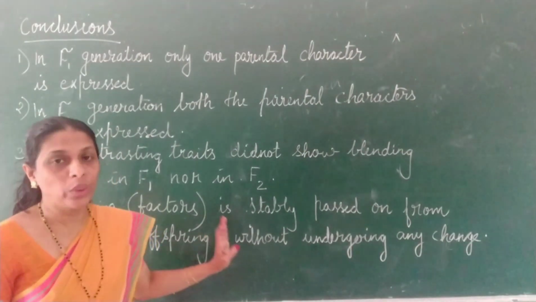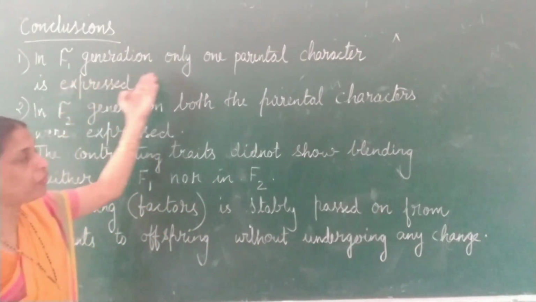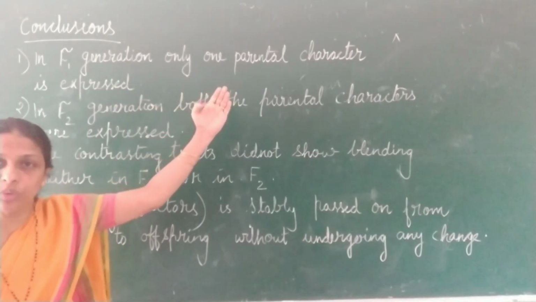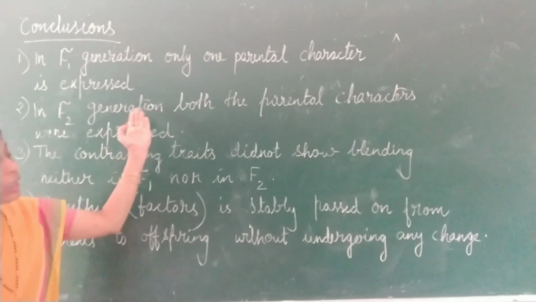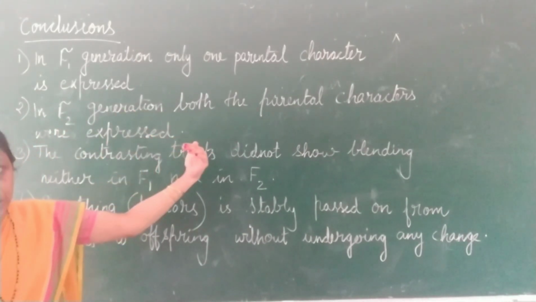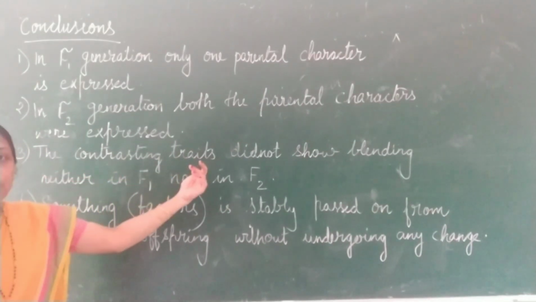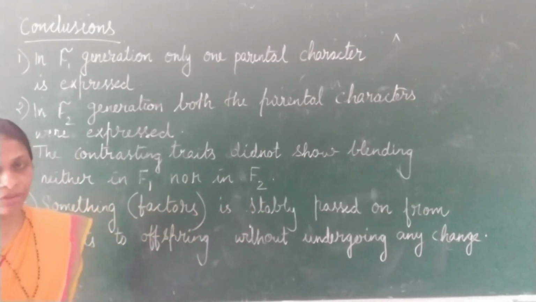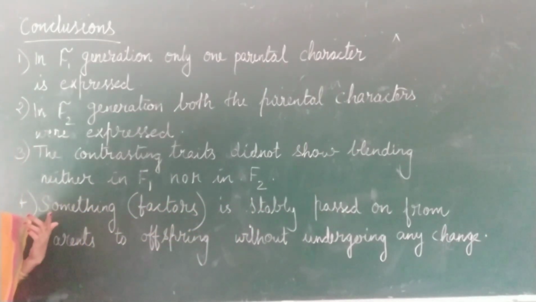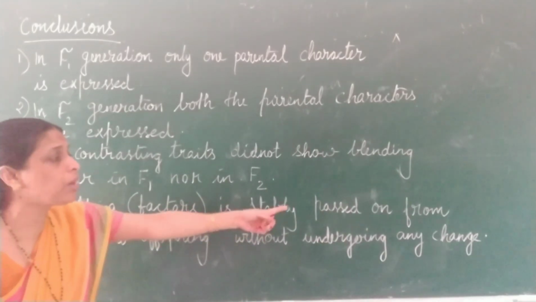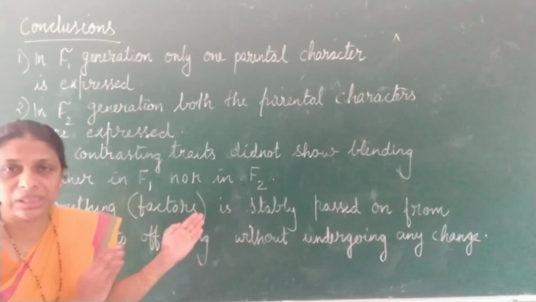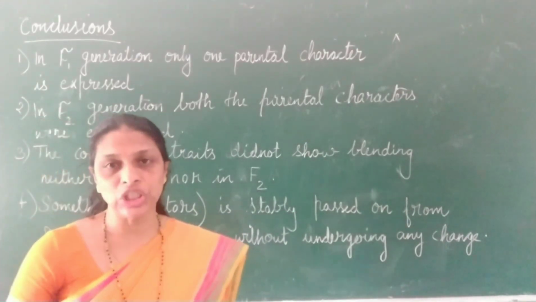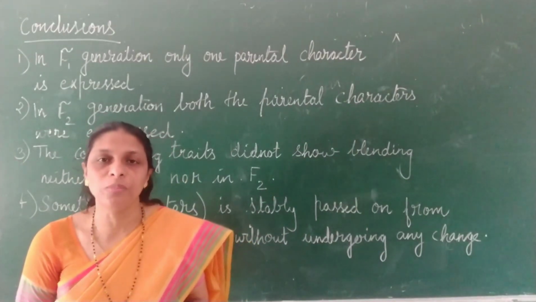Hope it's clear to you all. So once again, the first point is, in the F1 generation, only one parental character was expressed. Which parental character was that? That was the dominant one. And in the F2 generation, both the parental characters were expressed. Third point, the contrasting traits did not show any blending, neither in F1 nor in F2. And lastly, something, what he called as factors, is stably passed on. It is passed on stably from parents to the offspring without undergoing any change. So these are the 4 conclusions drawn by Mendel.